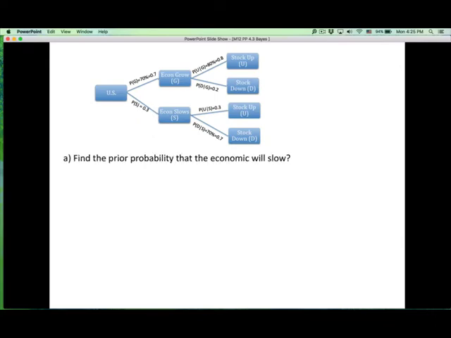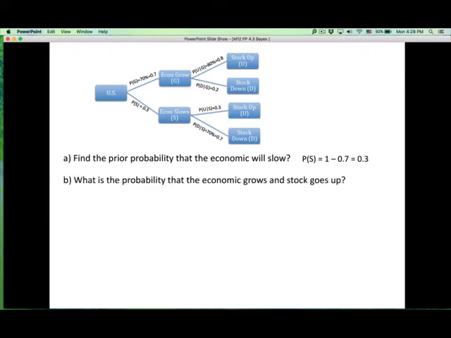Now let's try to answer the questions in here. Find the prior probability that the economy will slow. So they're talking about the probability, P of S. That will be the complement of the economic growth, so subtract from 1, equal to 0.3.